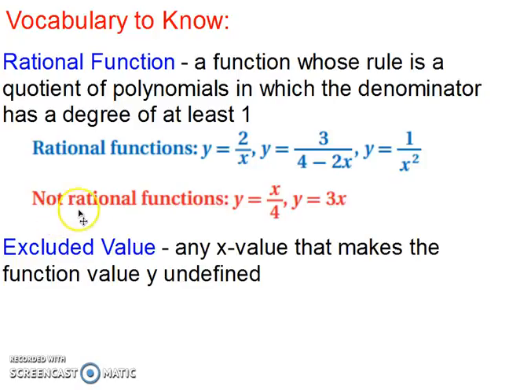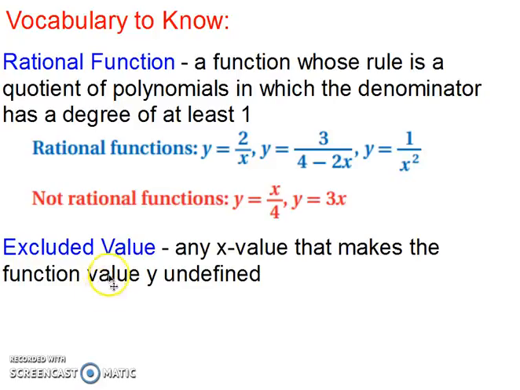Some examples that are not rational functions would be y equals x divided by 4. Notice how the variable is in the numerator. Or we have y equals 3 times x. For it to be a rational function, the variable has to be on the bottom.